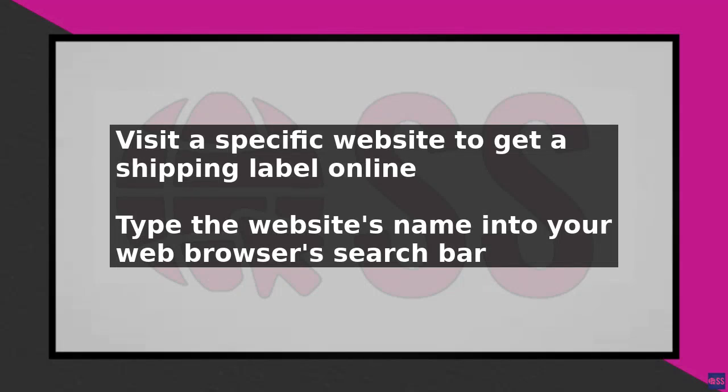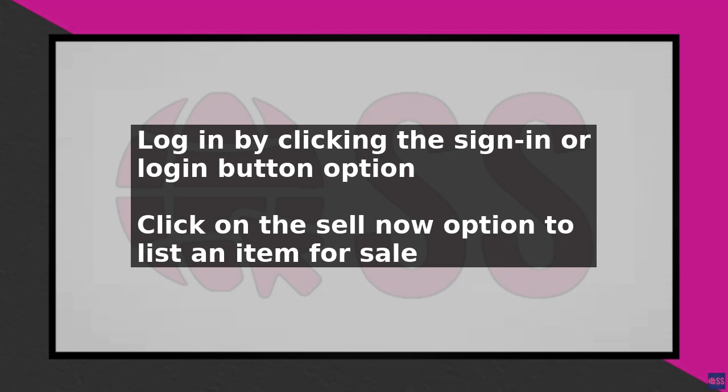To get a shipping label, start by visiting a specific website. Type the website's name into your web browser's search bar and click on the first option that appears. This will take you to the website, where you'll see various options, including a catalog, search bar, inbox, notifications, favorites, and profile. To proceed, log in by clicking the Sign In or Log In button.